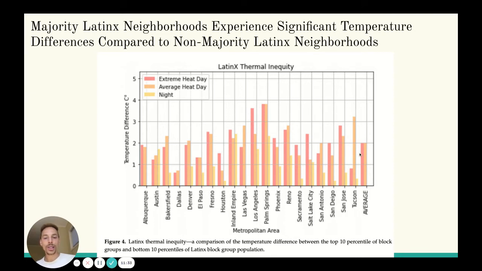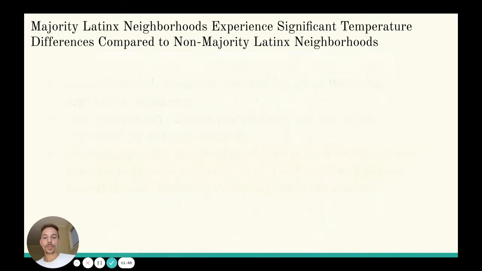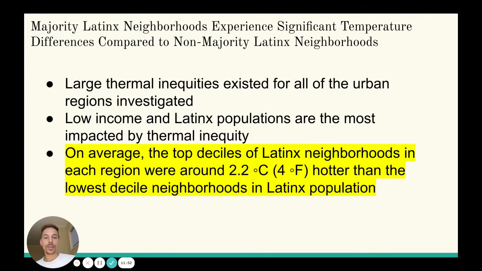And so you can see that this holds across cities. There are maybe smaller differences in, for example, Dallas and a few other cities, but the temperature differences are significant enough to be 3 to 5, 6, sometimes even up to 10 degrees Fahrenheit. As a synopsis of what they found, large thermal inequities existed for all of the urban regions investigated. Low income and Latinx populations are the most impacted by these thermal inequities.